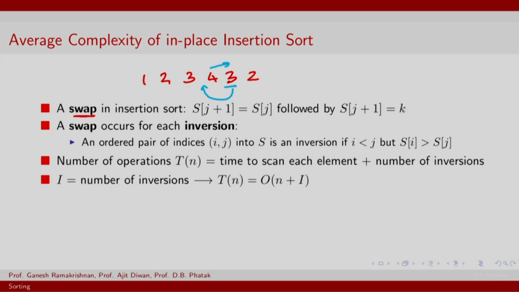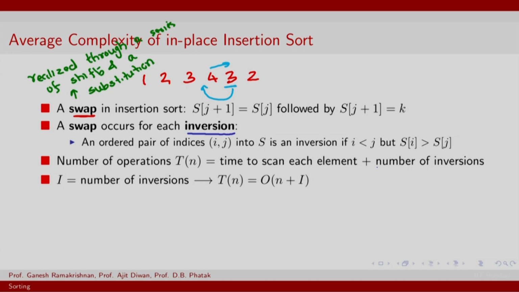So it is important to note that a swap is realized through a series of shifts and a substitution, and this occurs for every inversion, for every pair of indices i, j with i less than j, such that Si is greater than Sj.